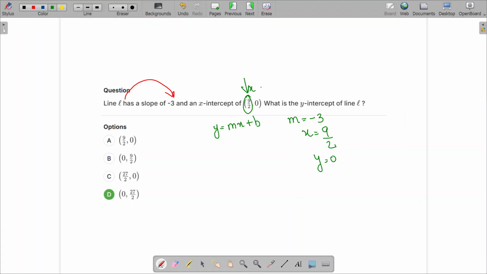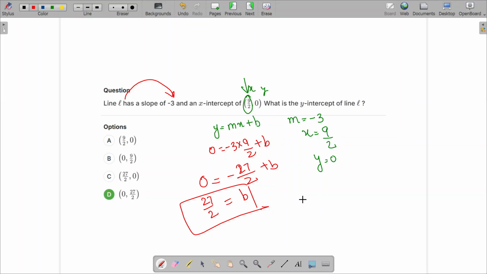So I have both the points x and y. Can I find out the value of b? B is the y intercept, right? So what I can do, I can just simply plug in these values. 0 equals negative 3 times 9 over 2 plus b. And I can solve them. 9 threes are 27. Negative 27 over 2 plus b equals 0. Both the sides you can add 27 over 2. So you're left with 27 over 2 equals b. What is b? 27 over 2.